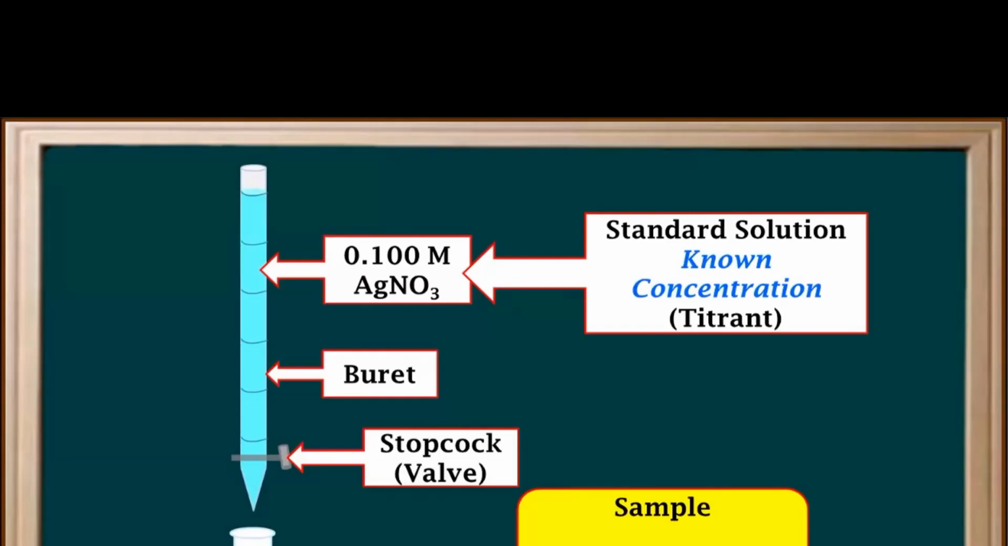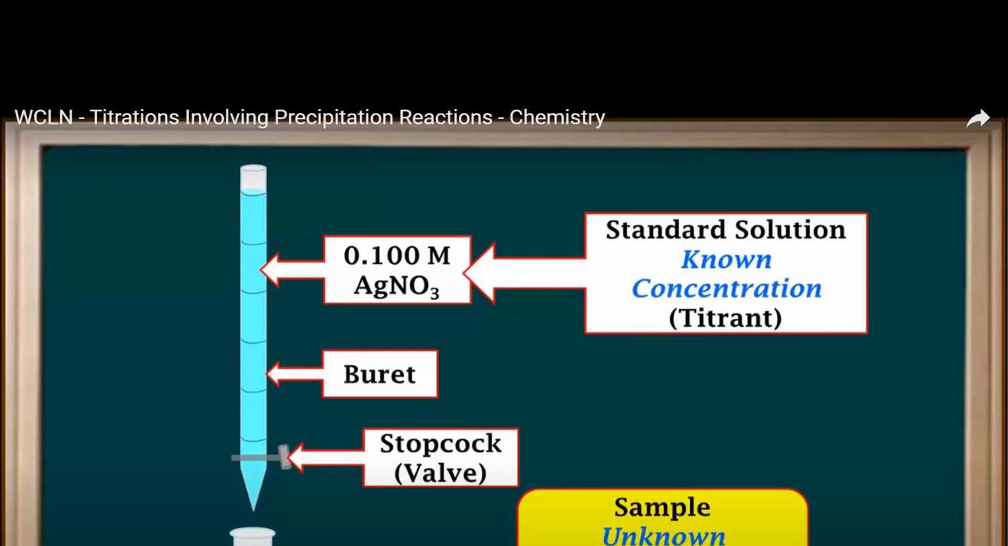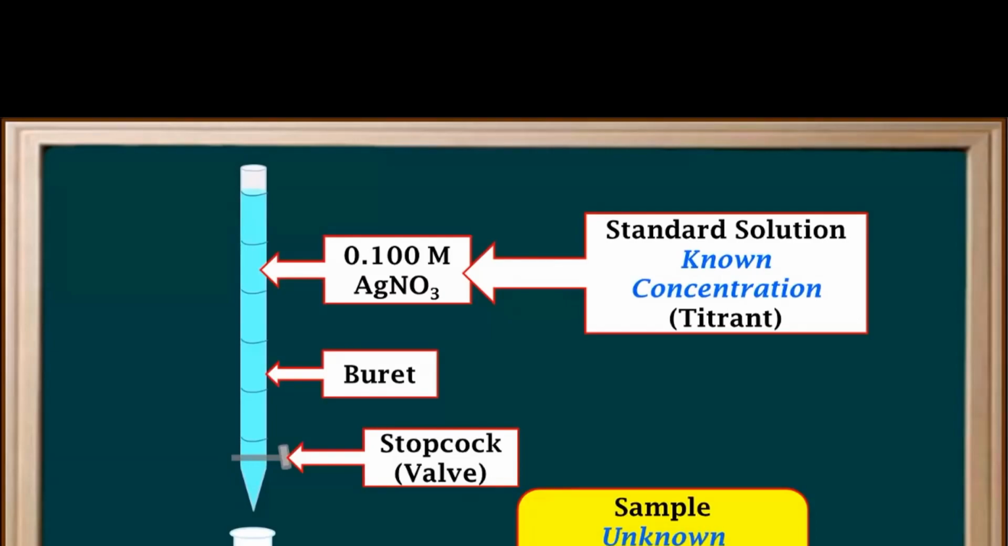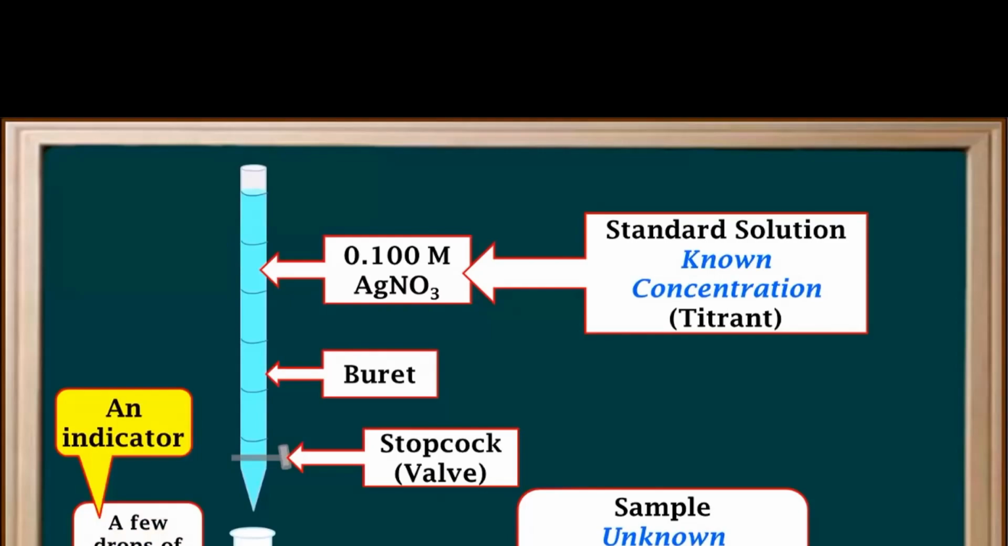The solution in the flask is called the sample. It's the solution with the unknown concentration. Do you remember what we called that one? We had the titrant and the analyte, because we're analyzing it. It can also be called the analyte, because this solution is being analyzed to find out the concentration of chloride ions in it. In this titration, a few drops of sodium chromate solution are added to the solution. The sodium chromate solution is known as an indicator in this titration. It will change color at what is called the end point of the titration. We'll show you how all of this works.